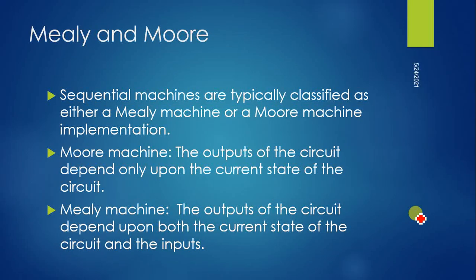These sequential circuits are called sequential machines, right? Sequential machines are classified into two: one is the Mealy machine, and the second one is the Moore machine. In a Mealy machine, the output of the circuit depends both on the current state of the circuit and the inputs.